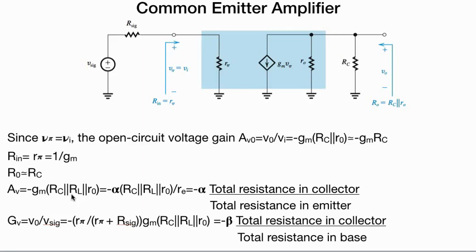I'm not considering V0 by Vs. I'm considering V0 by Vi, or V pi, which is equal to minus alpha, total resistance in collector region upon total resistance in emitter region, and Gv is equal to minus beta, total resistance in collector region upon total resistance in base region. This we are talking about common emitter. Why have I taken common emitter? Because common emitter is the most widely used amplifier.